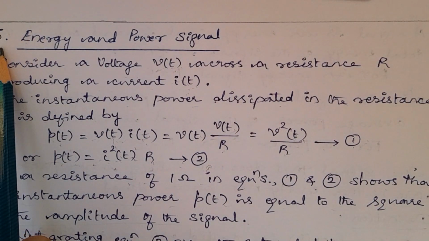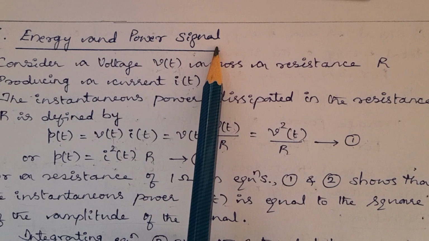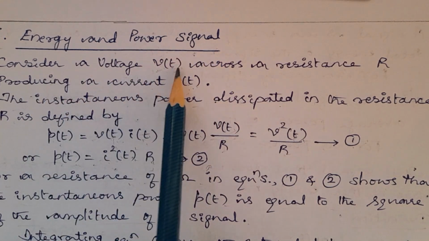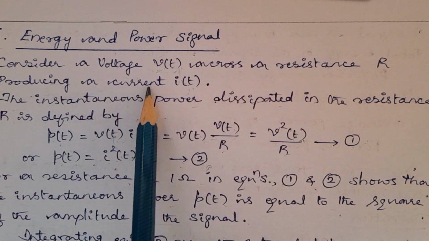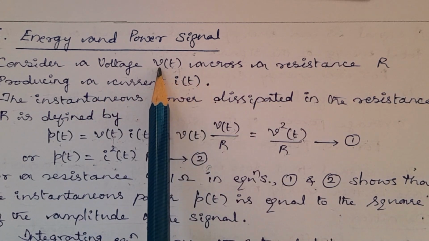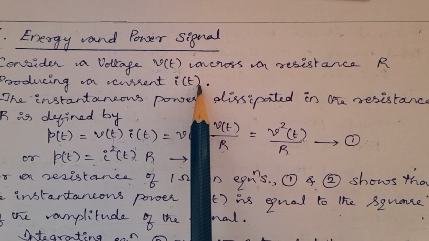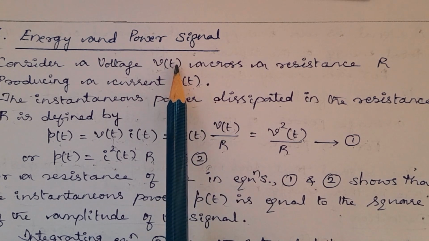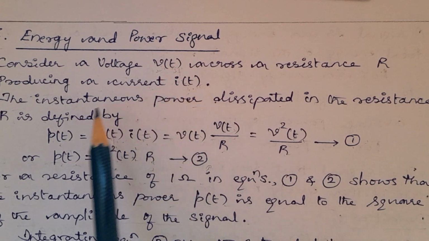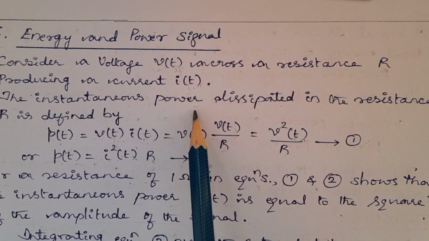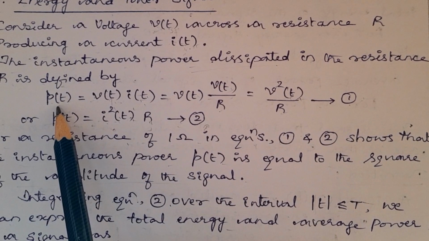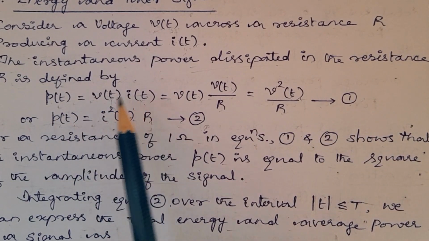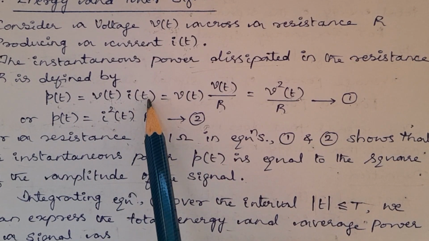Fifth classification of signal is energy and power signal. Consider a voltage V of t across a resistance R producing a current I of t. Here V of t and I of t are instantaneous amplitudes. The instantaneous power dissipated in the resistance R is defined by P of t equals the product of V of t into I of t.